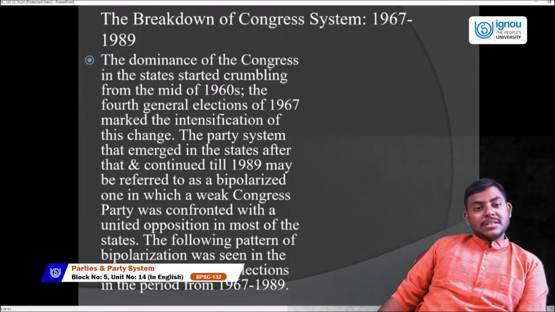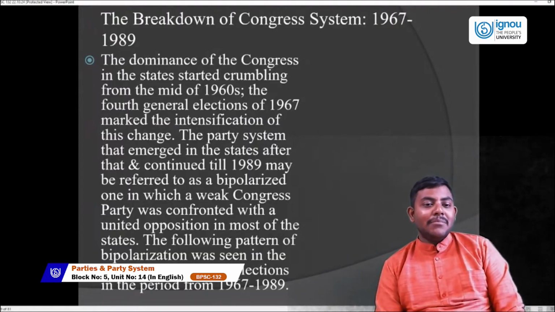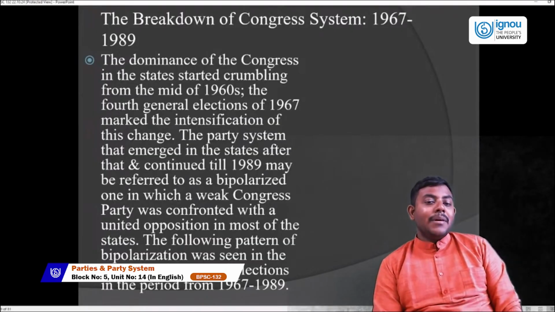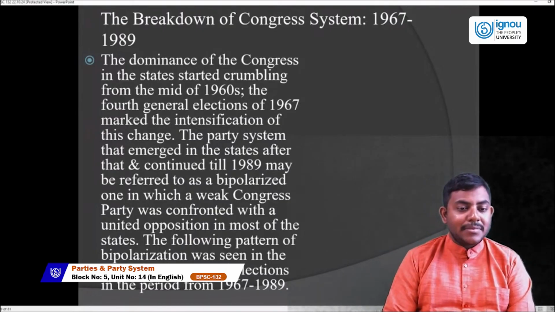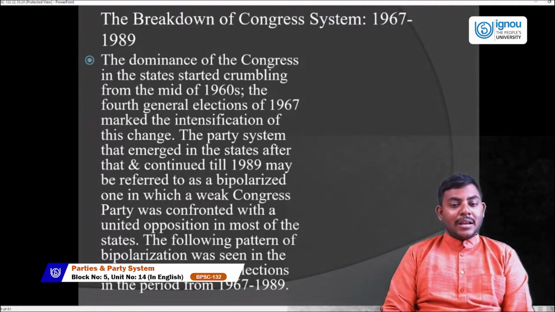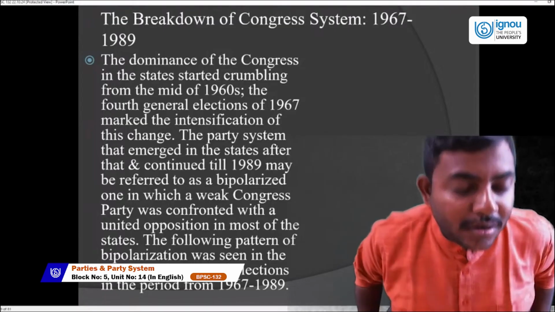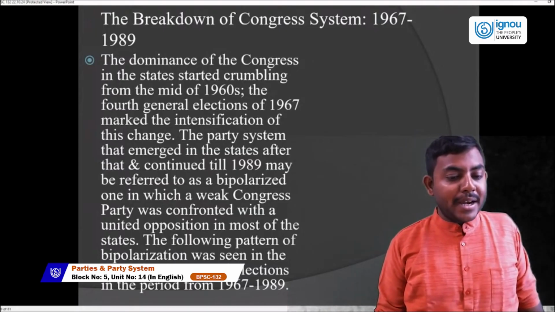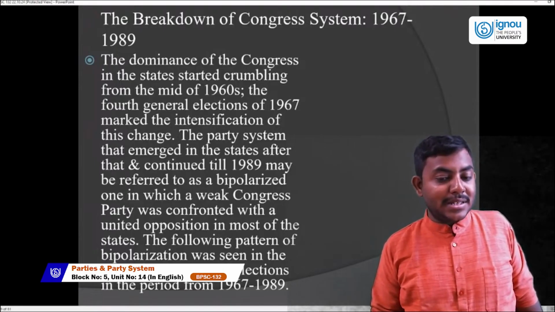The breakdown of the Congress system, 1967 to 1989. The dominance of the Congress in the states started crumbling from the mid-1960s. The fourth general elections of 1967 marked the intensification of this change. The party system that emerged in the states after that and continued till 1989 may be referred to as a bipolarized one, in which a weak Congress party was confronted with a united opposition in most of the states. The following pattern of bipolarization was seen in the states for the general elections in the period from 1967 to 1989.